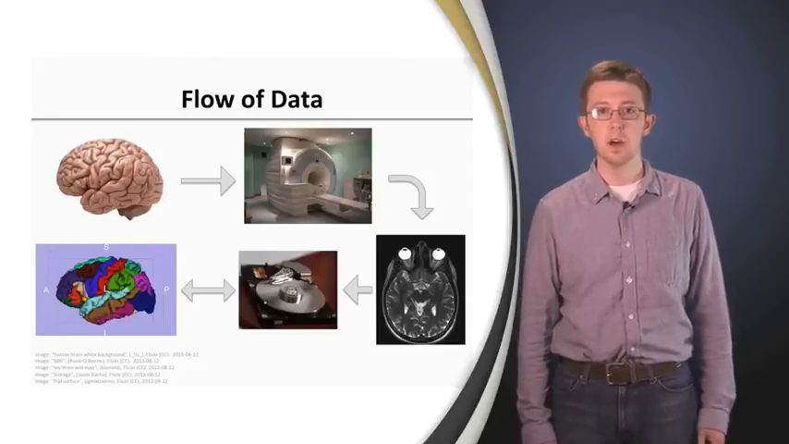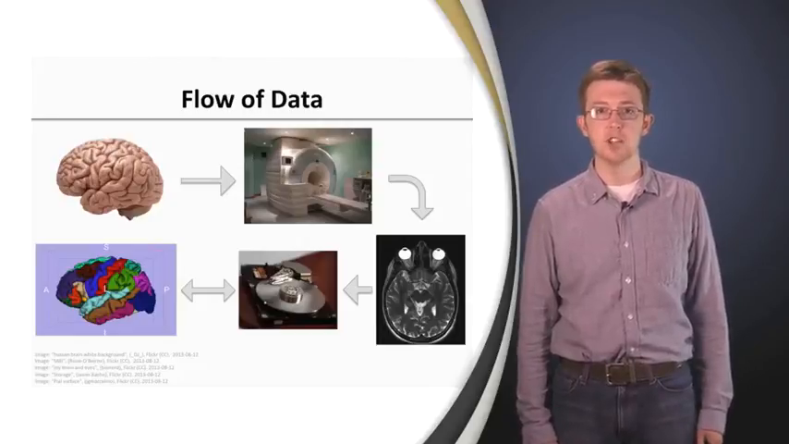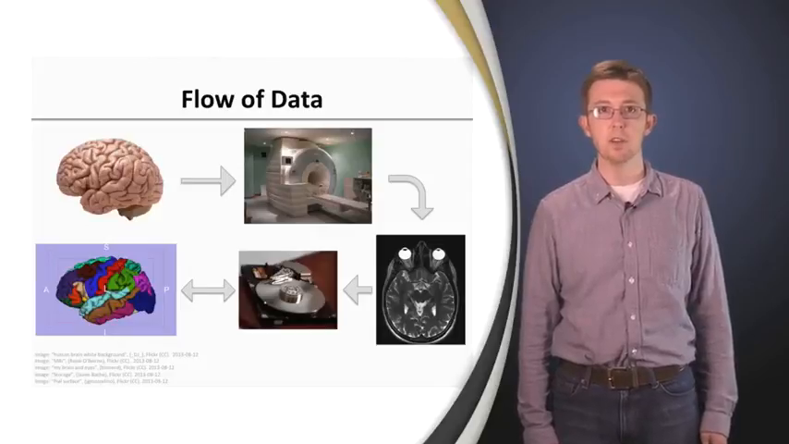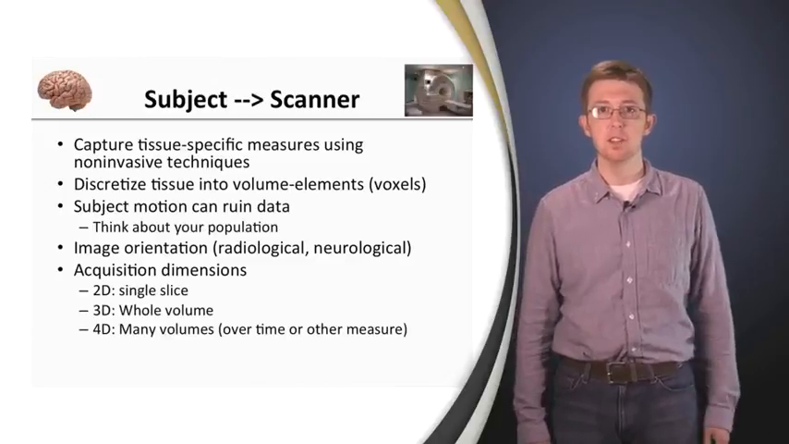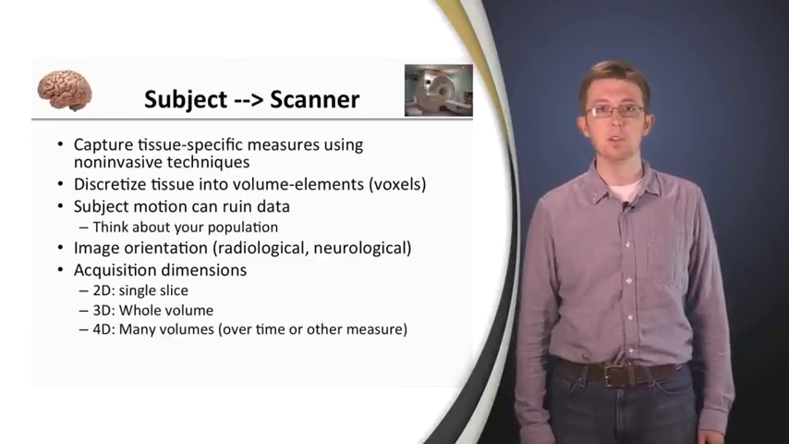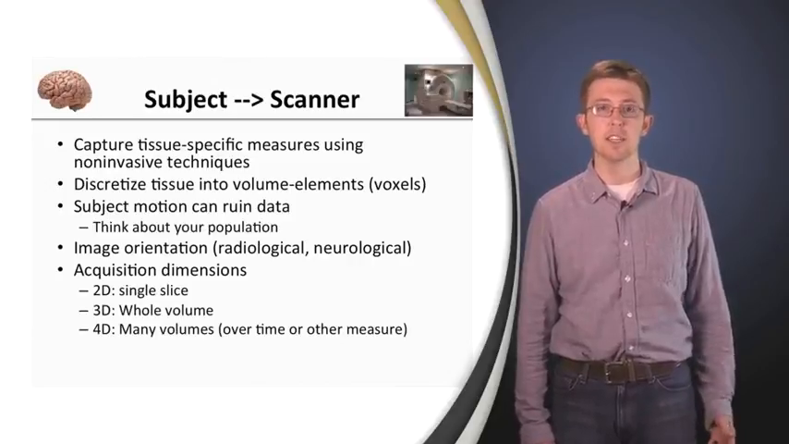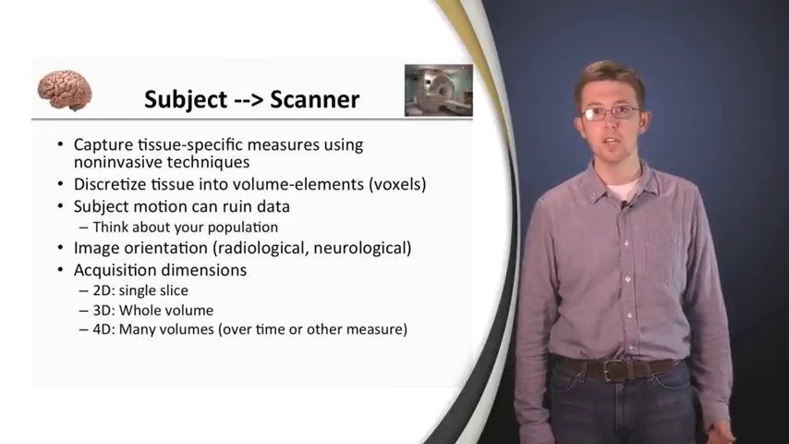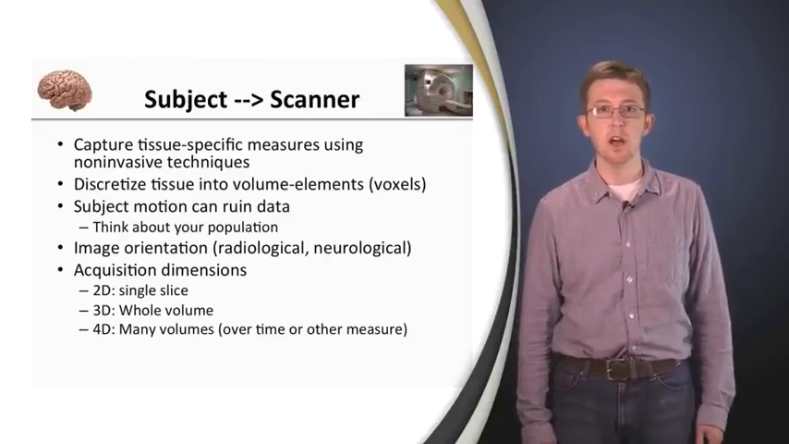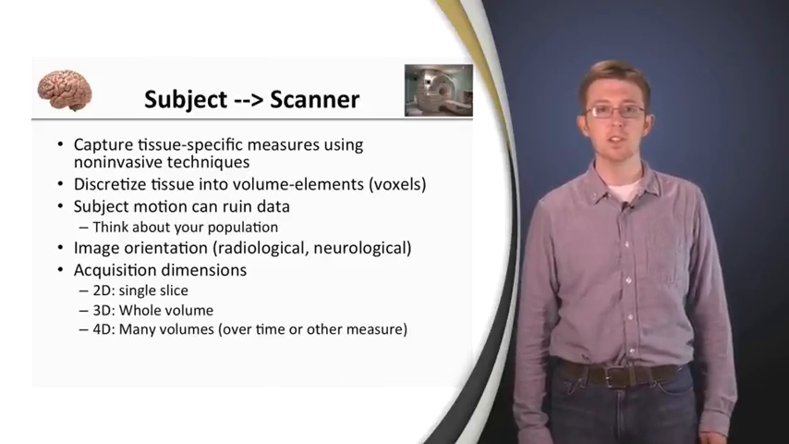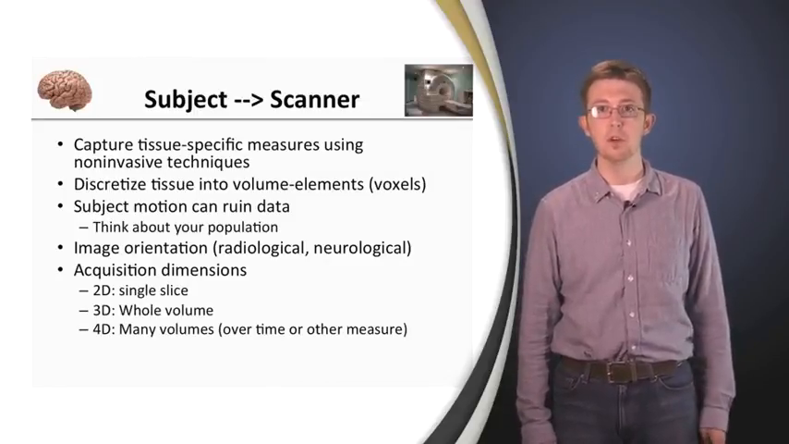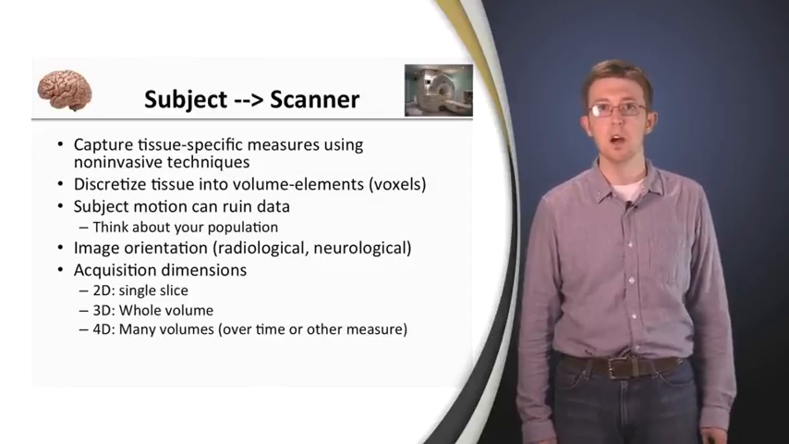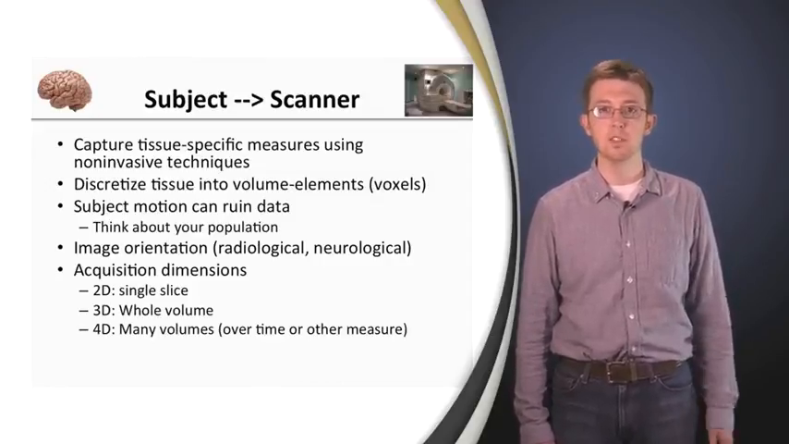I want to talk about how information is exchanged at each of these points, and the perils and pitfalls you need to think about while doing this study. Getting data from the subject into the scanner: basically any medical imaging device aims to capture tissue-specific measures using non-invasive techniques. These scanners and imaging systems discretize tissue into volume elements, which we typically refer to as voxels. This is a pun on picture elements, or pixels.